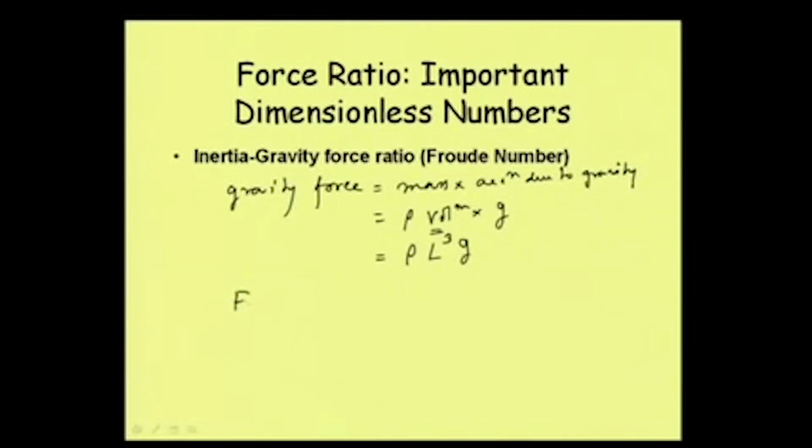So we can now again write Fi by Fg, which is the dimensionless quantity. That will be again rho L square V square, the expression for inertia force, and then we are putting rho L cube into g. So this will give us another interesting quantity which we are using in our previous classes: V square will remain, and this will become g, and this is L.